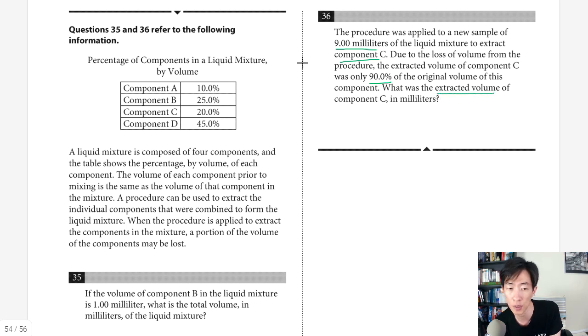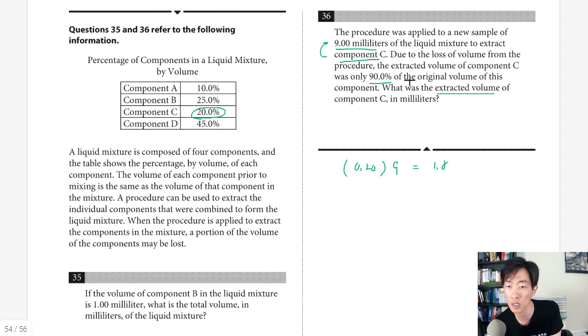So the first thing we have to figure out is how much of component C is in the 9 milliliters. If component C is 20%, we have to figure out what is 20% of 9 milliliters. So our first calculation is going to be 0.20 times 9 milliliters. If you do that on your calculator, you're going to get 1.8. And that's how much of component C exists in the 9 milliliter mixture.